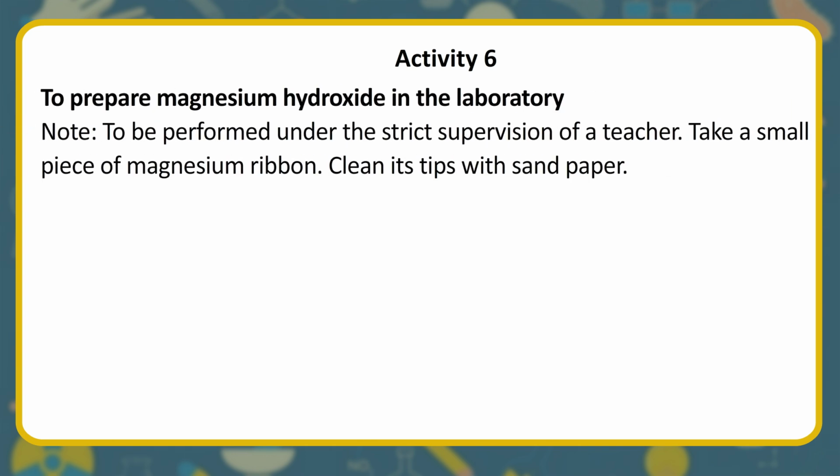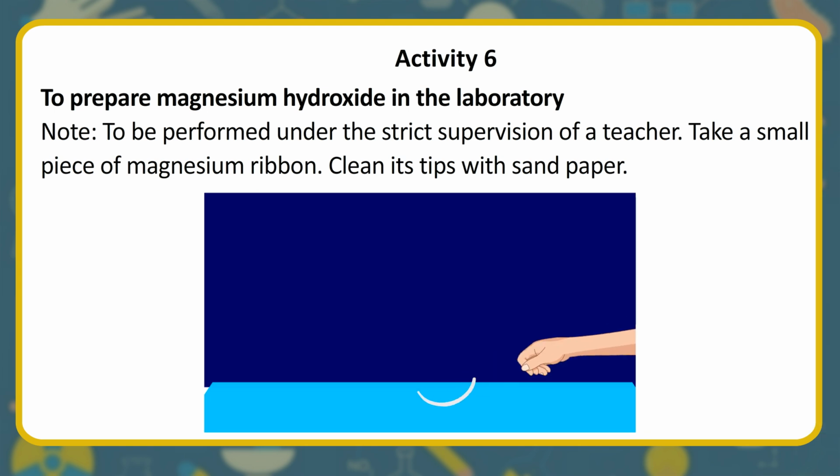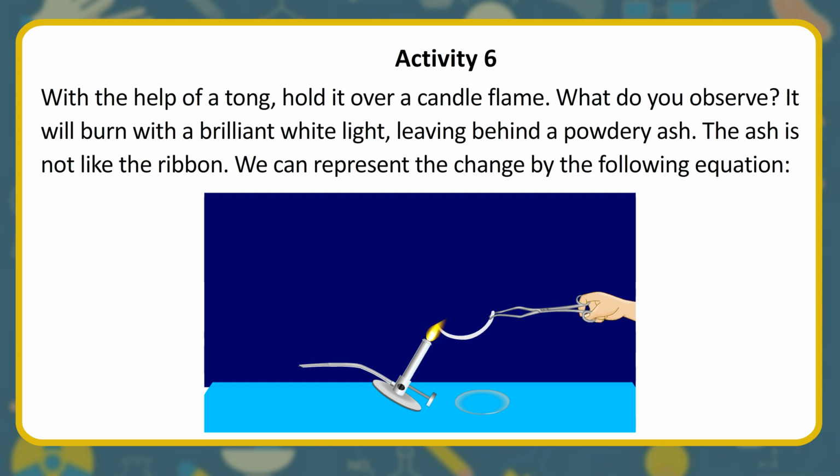Activity. To prepare magnesium hydroxide in the laboratory. Note, to be performed under the strict supervision of a teacher. Take a small piece of magnesium ribbon, clean its tips with sandpaper. With the help of tongs, hold it over a candle flame. What do you observe? It will burn with a brilliant white light, leaving behind a powdery ash.